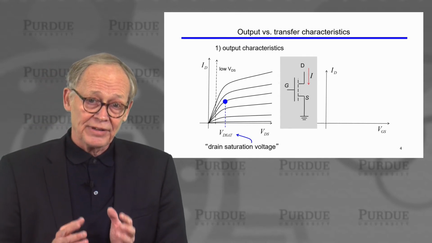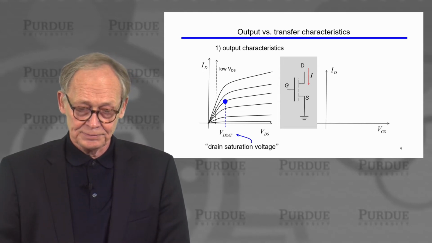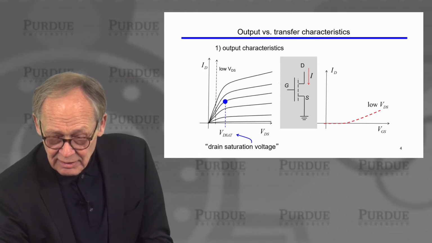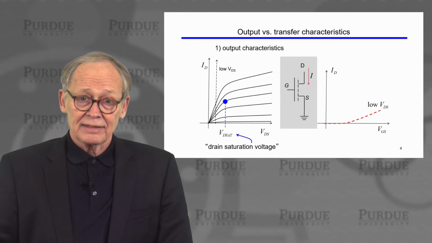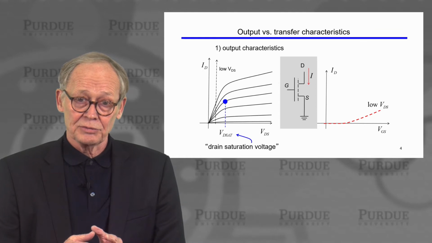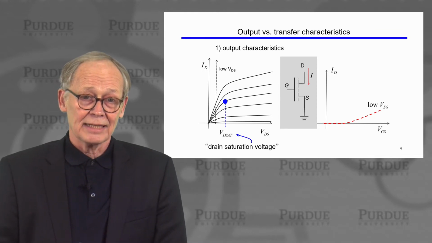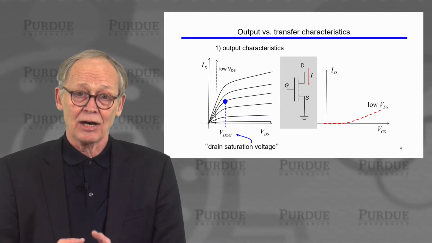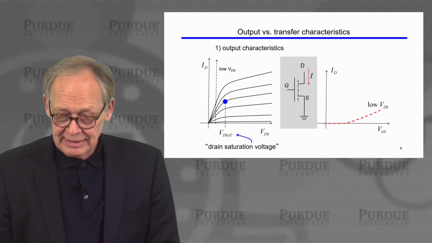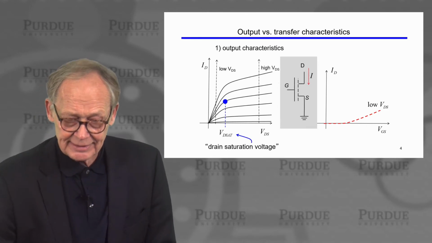Now, we could fix the drain to source voltage, say at a low value, and then we could plot the transfer characteristic. That is, we fix the drain to source voltage, and now we sweep the input voltage while we measure the output current, the drain current. If we do it at a low VDS, we get a curve that looks something like this.